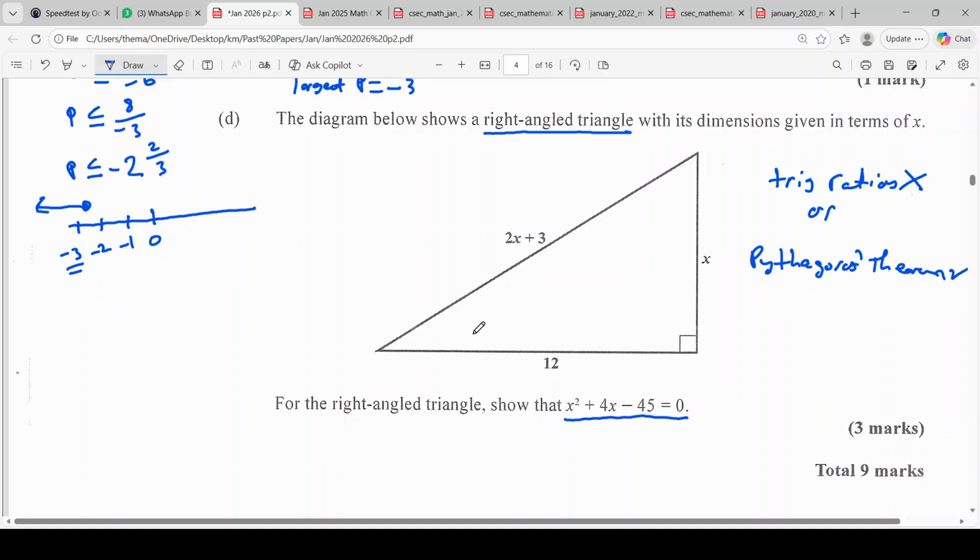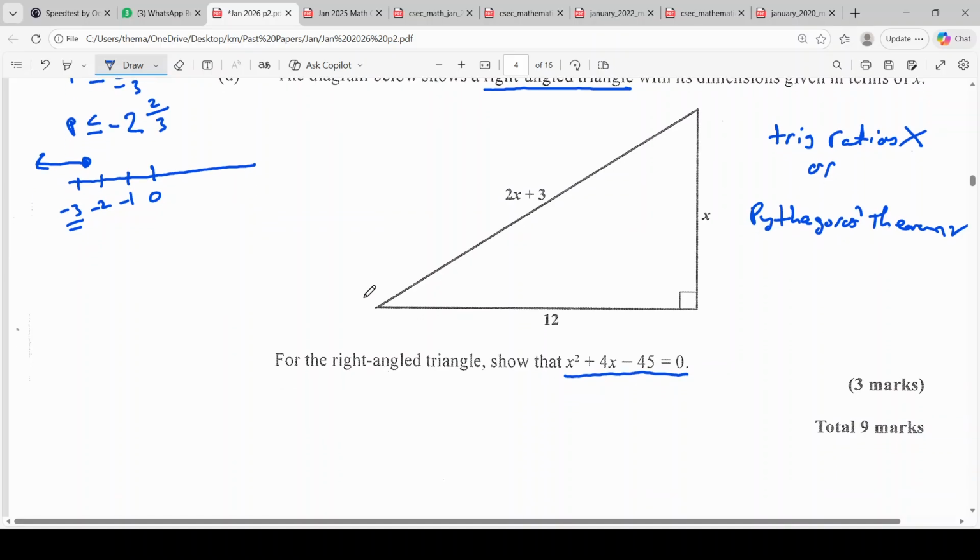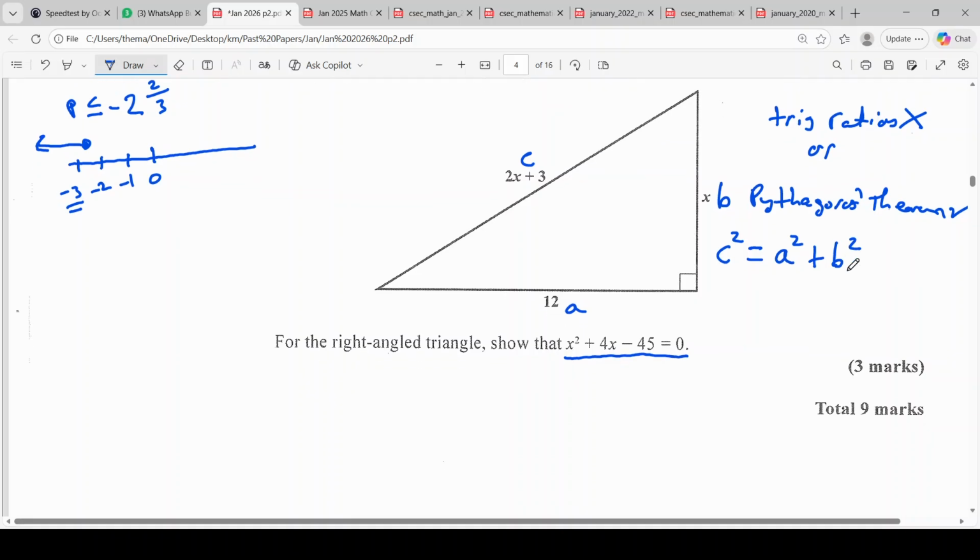And what does Pythagoras' theorem state again? It states that the hypotenuse, let me label this C, A, and B. Pythagoras' theorem states that the hypotenuse, remember the longest side or the side opposite the right angle, squared is equal to the sum of the squares of the other shorter sides. So C squared is equal to A squared plus B squared. So that's Pythagoras' theorem.